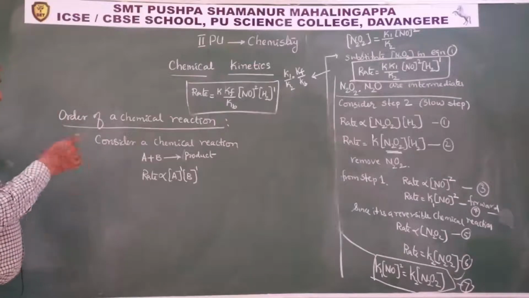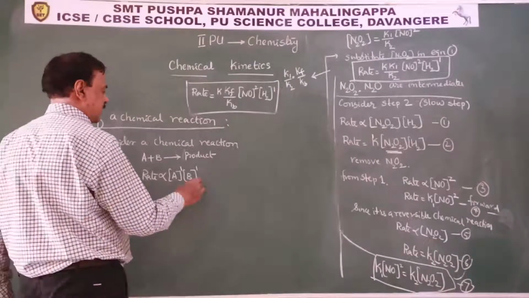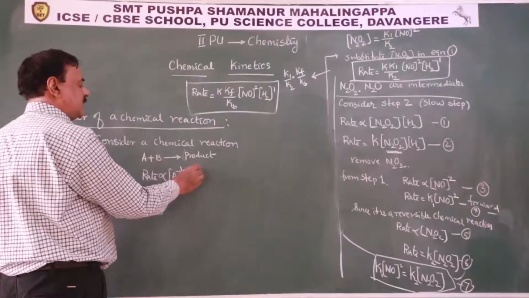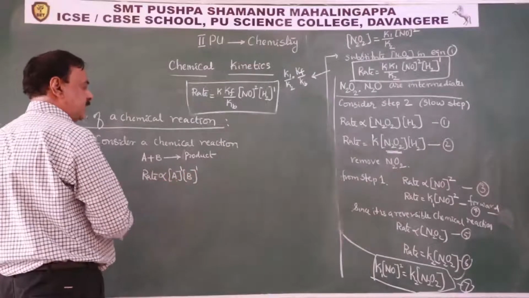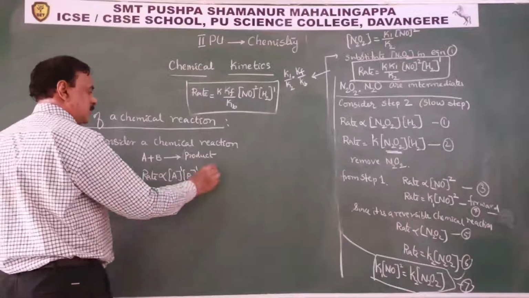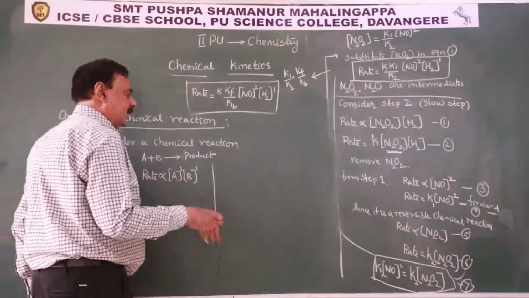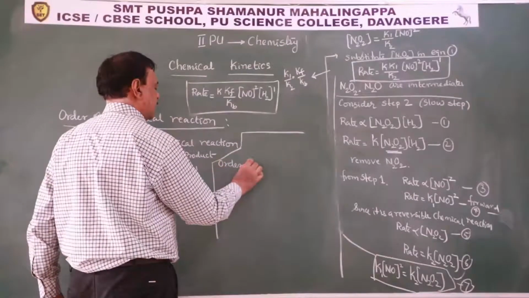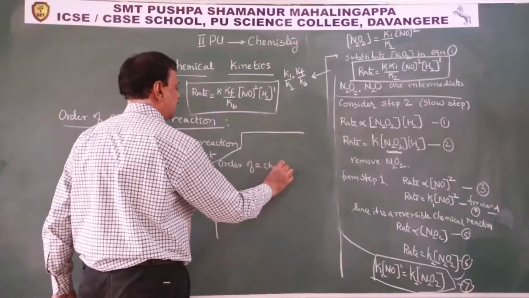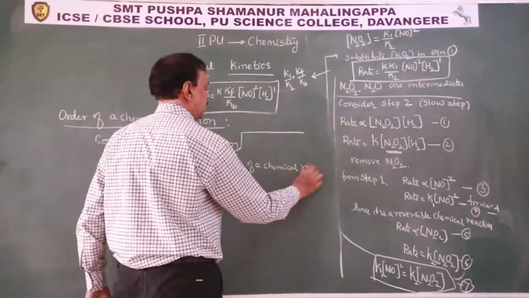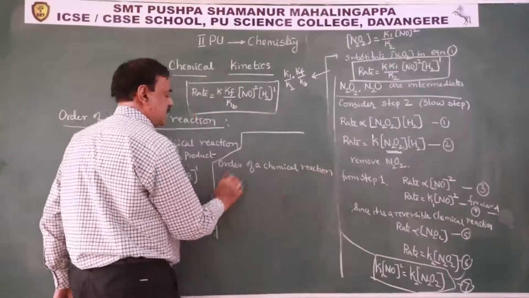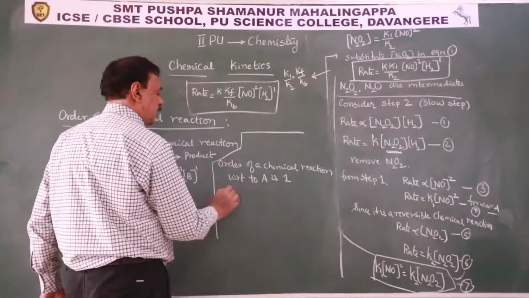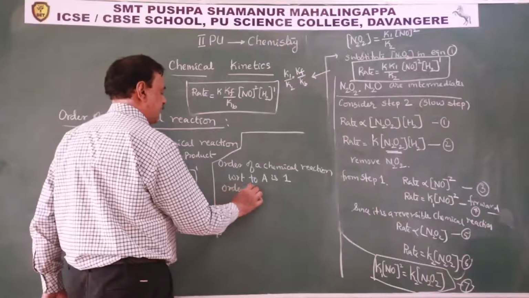Therefore, if this is an experimentally determined rate equation for the reaction, the order of the chemical reaction with respect to A is 1, and the order with respect to B is 1. Therefore the overall order of the chemical reaction is 1 plus 1, so the total order is equal to 2.